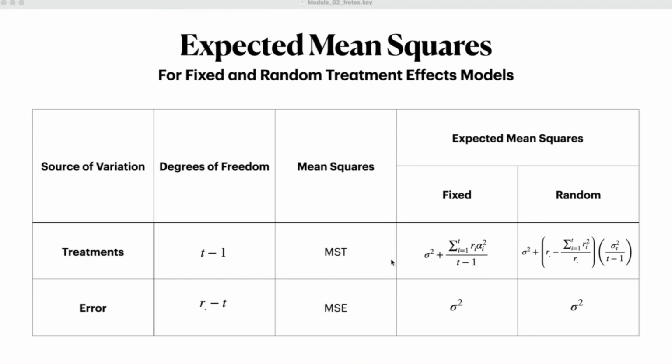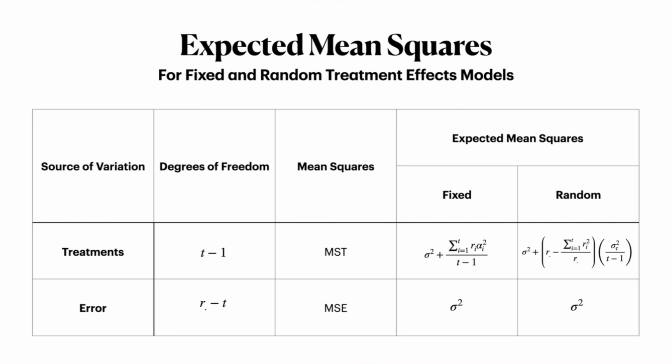And so what this shows us is that the expected value of MST will be greater than sigma squared if this term here is non-zero. Now, when will it be non-zero? It will be non-zero if the null hypothesis is false.